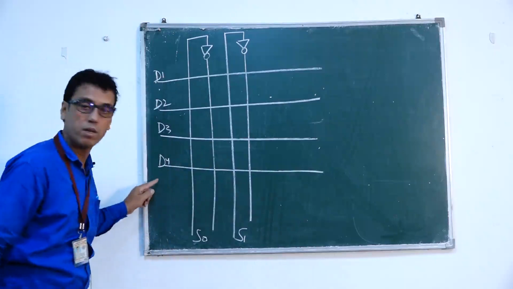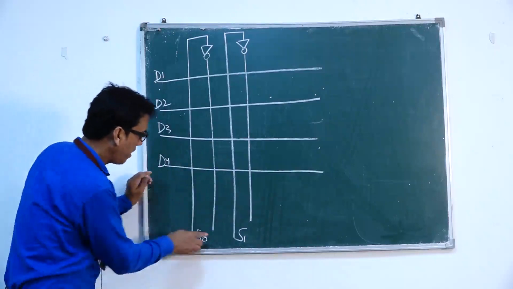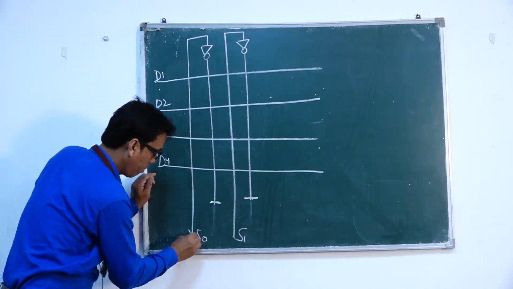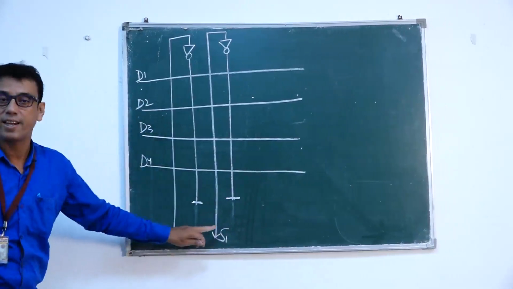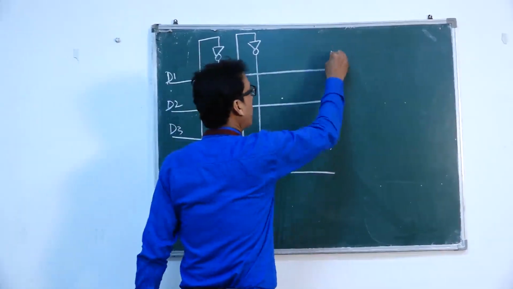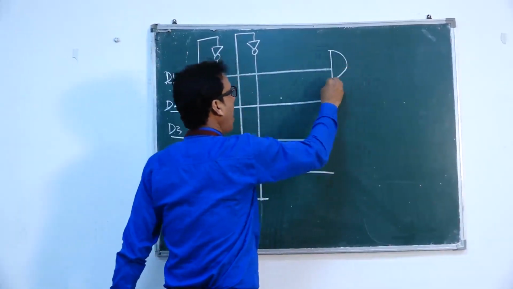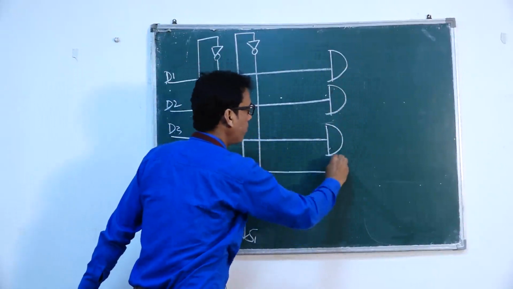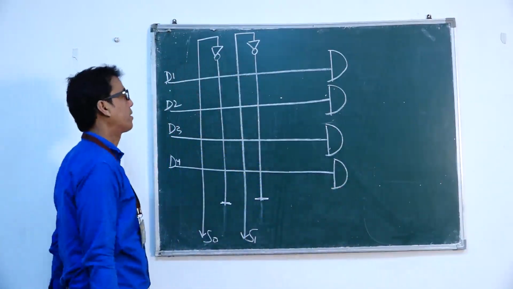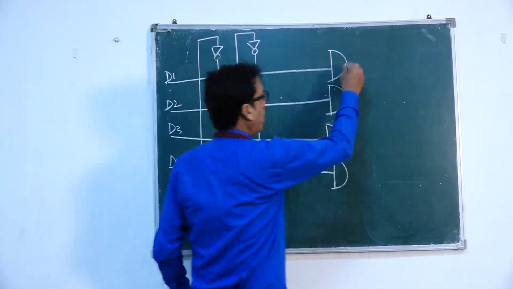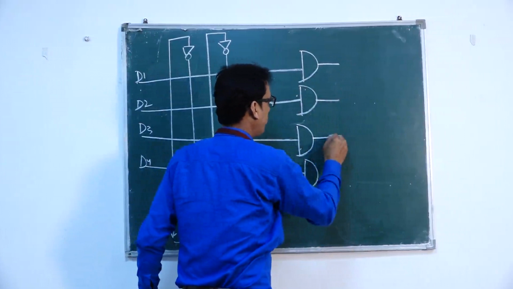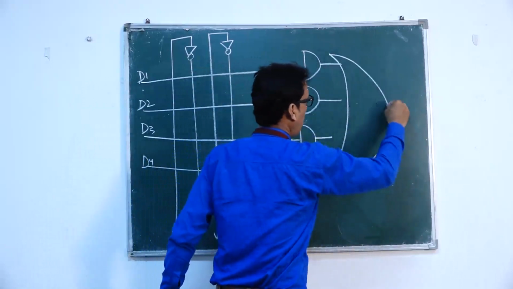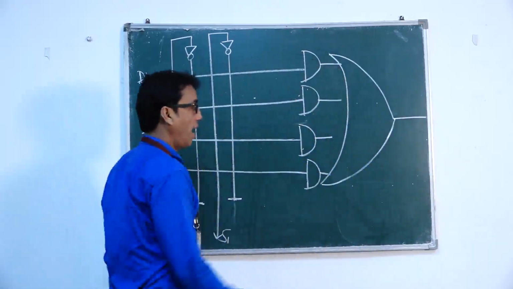The 4 input lines for the devices, and this input line and this input line for selector 0 and selector 1. See, here we need one AND gate, another AND gate. We need 4 AND gates. The output of all AND gate should pass through OR gate, and this is output line.